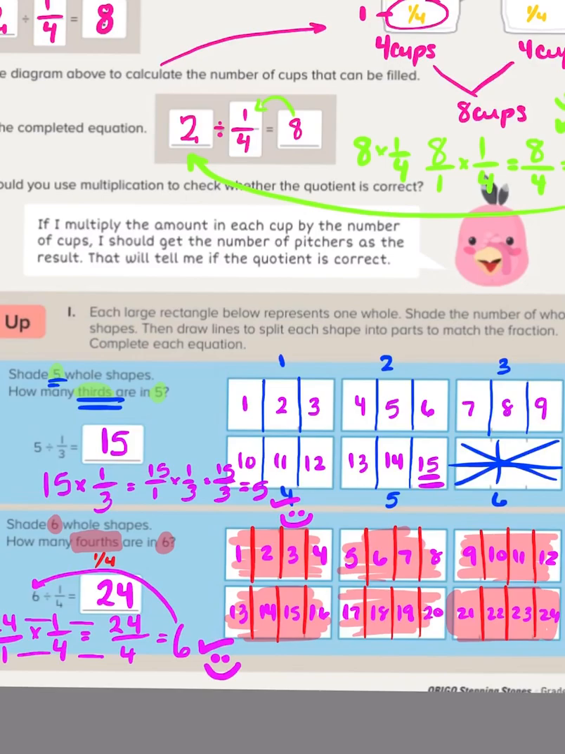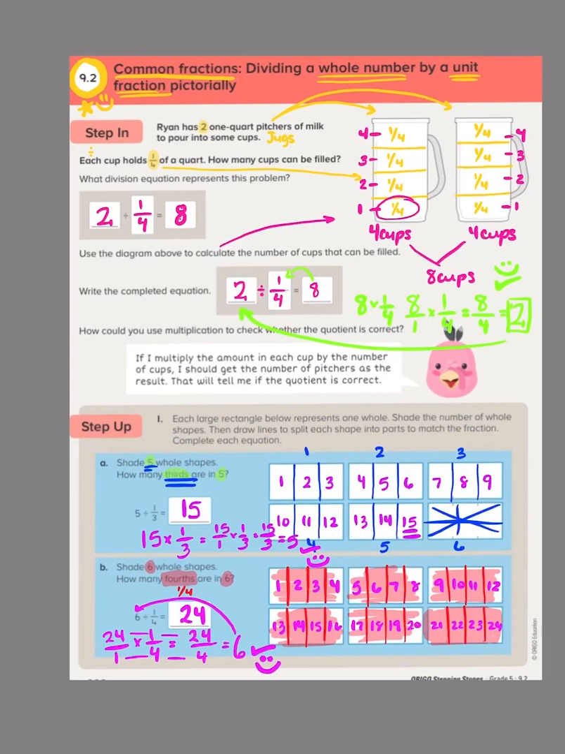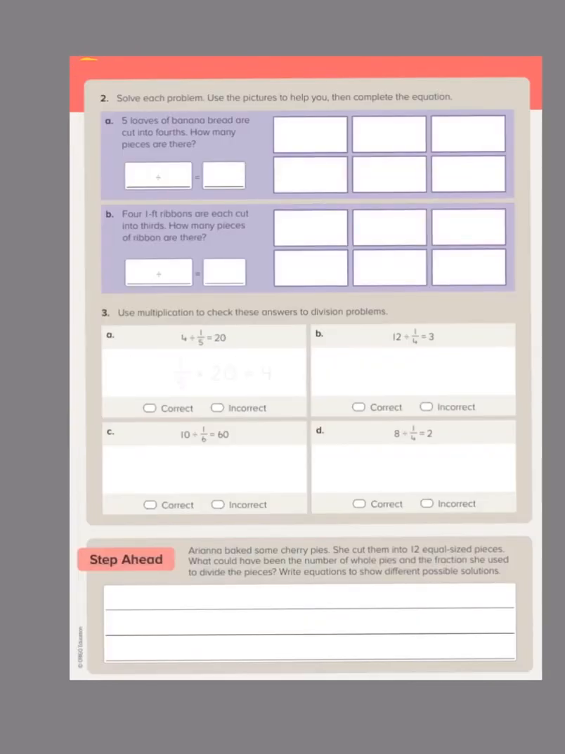Okay, now on your next page, you're going to see that the first problems, 2A and 2B, are the same thing we just did. But be careful, because here it says 5 loaves. So you want to make sure you only use 5 of these. You don't really need that last one. And this one says 4, so you only use 4 of these. You really don't need these two. So make sure you look at that when you do those problems, okay?